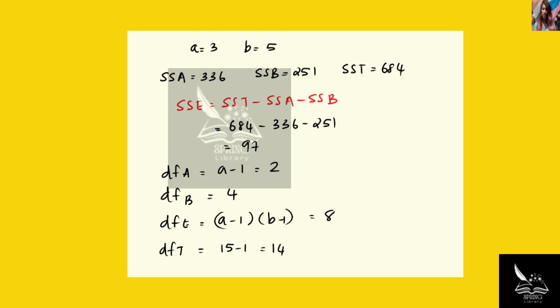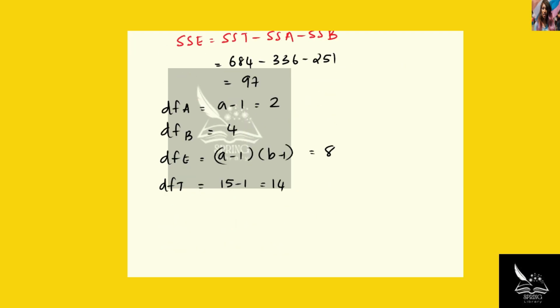Now let's calculate MSA. Mean square error for the variability associated with airlines. MSA is equal to SSA divided by corresponding degrees of freedom. On substituting, you will get it as 336 by 2, which is 168.